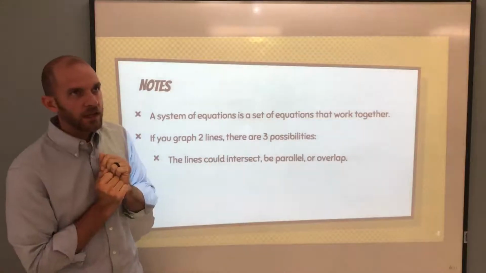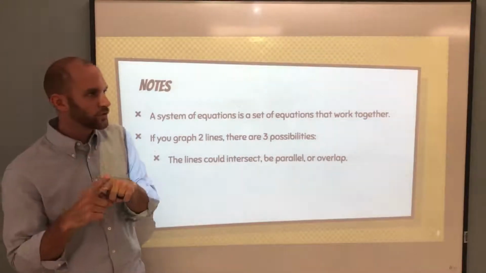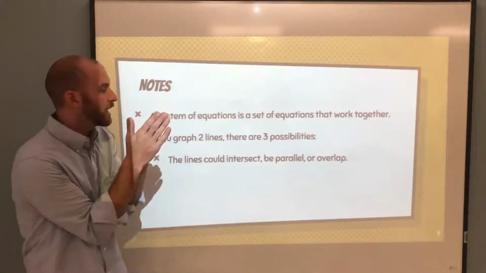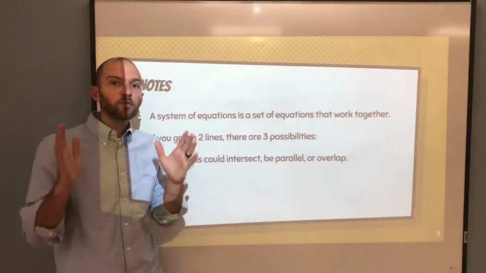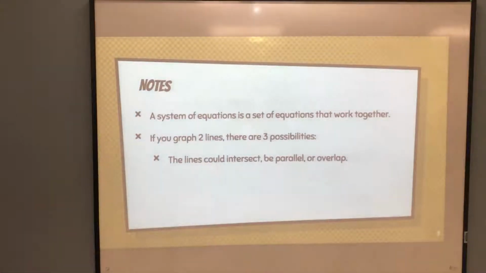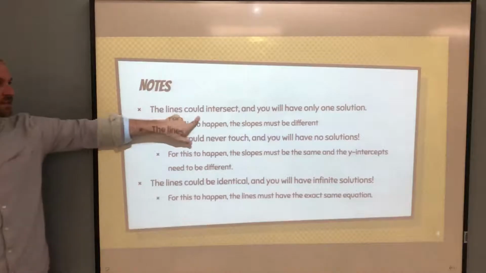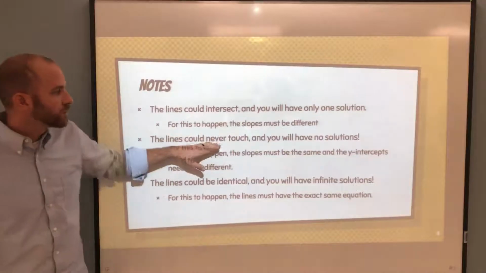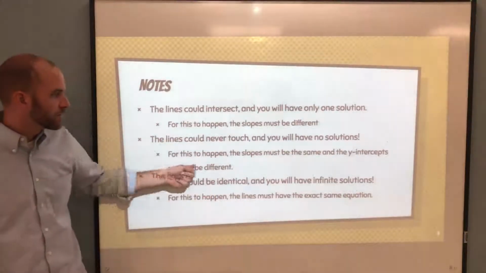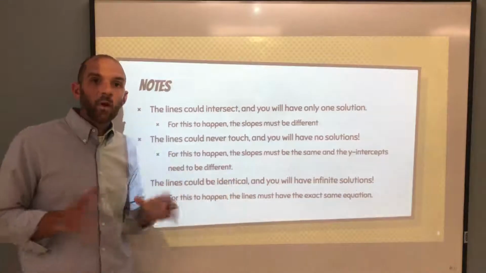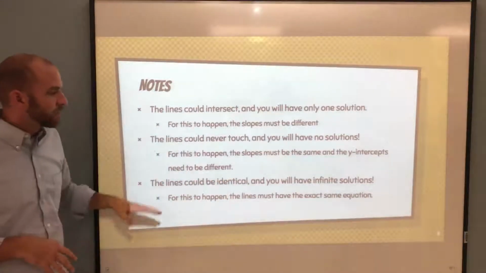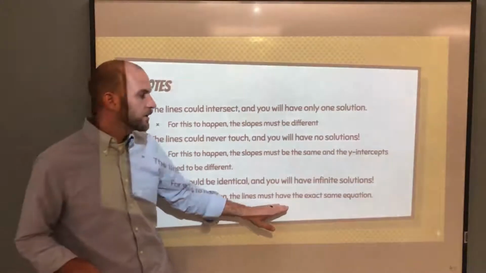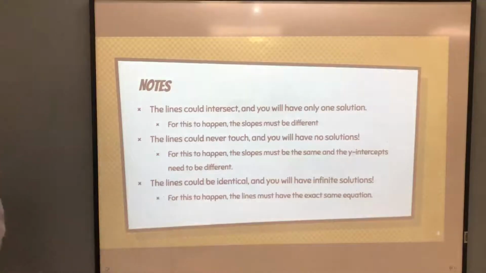And if you think about it, if the line's intersecting point is the solution, if the lines never touch, you just have no solutions. And then if the lines overlap, if it's the exact same line, then you have infinite solutions, and it's all the points on that line. The lines could intersect, and they can only intersect if the slopes are different. If the lines never touch and you have no solutions, that is because the slopes are the same and your y-intercepts are different. Now, if the lines are identical and you have infinite solutions along that line, that means the lines must have the exact same equation.